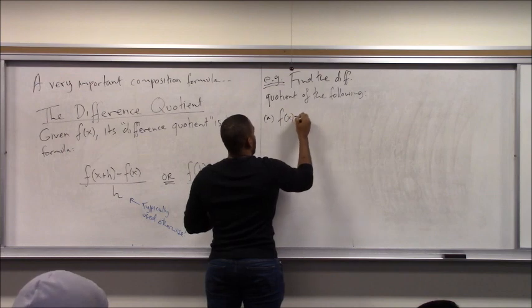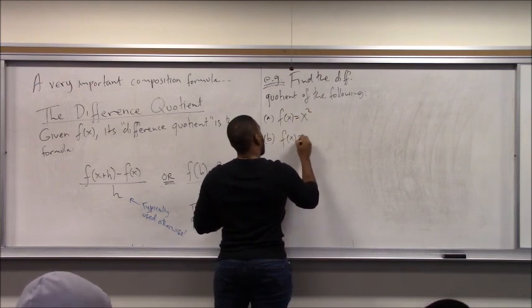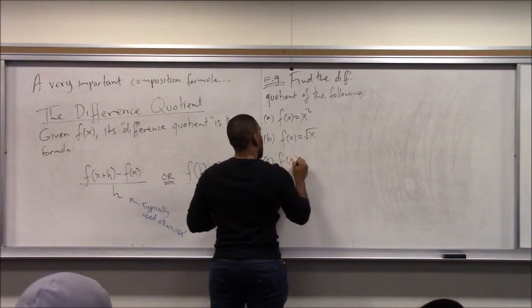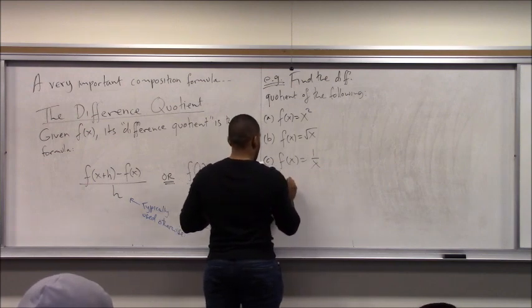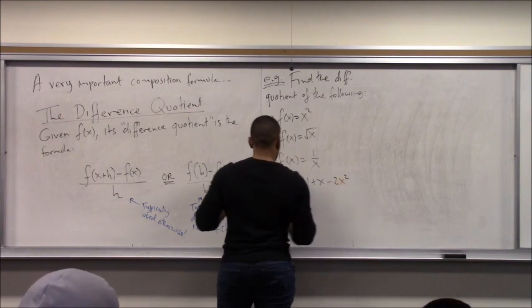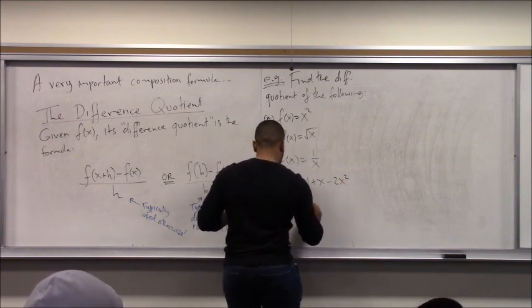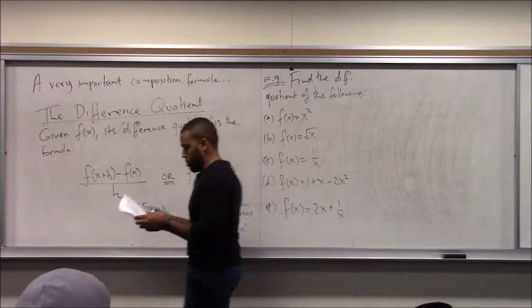So I gave you a function f of x equals x squared, find its difference quotient. f of x equals square root of x, find its difference quotient. f of x equals 1 over x, find the difference quotient.